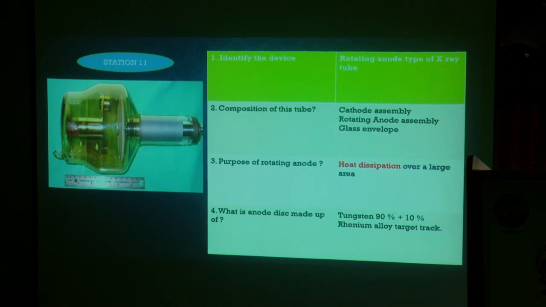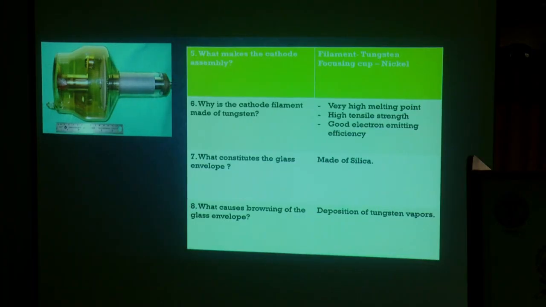Compared to a stationary anode, in a rotating anode there will be more heat dissipation and a longer lifetime for the anode material. What is the anode disc made up of? It is made up of 90% tungsten and 10% rhenium, so it is a tungsten and rhenium alloy. What makes the cathode assembly? We all know it is the tungsten filament and the electrostatic focusing cup, which is made up of nickel.